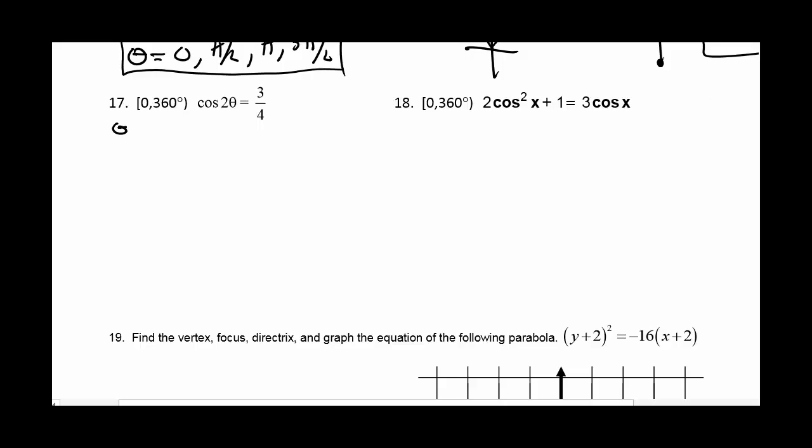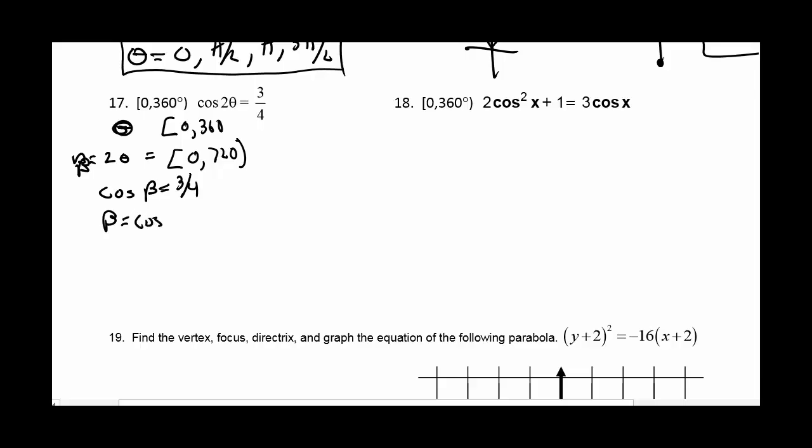So if theta lives in 0 to 360, 2 theta lives in, I'm doubling that, so 0 and 720. So that means I'm going to go around the unit circle twice. And so that's going to be what I call beta. And so I'm going to look at this as cosine beta equals 3/4. And then I want to use my calculator to find the arc cosine of 3/4.